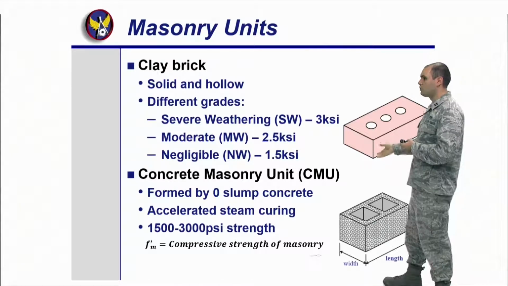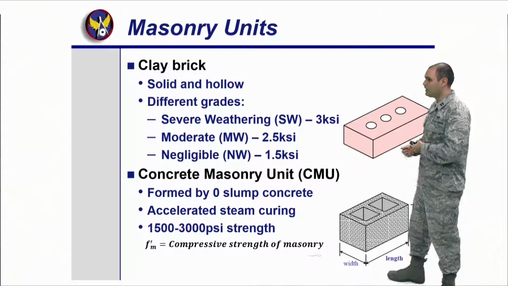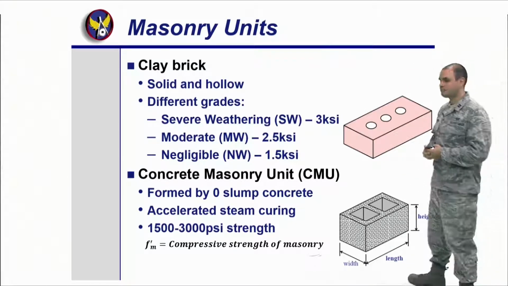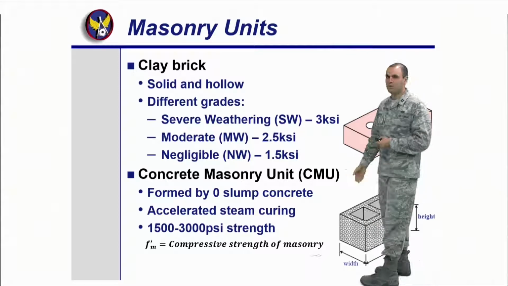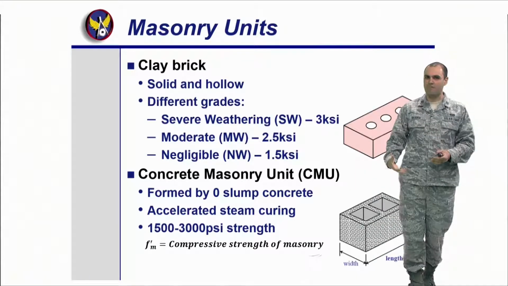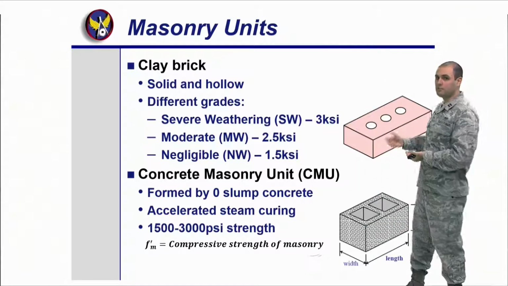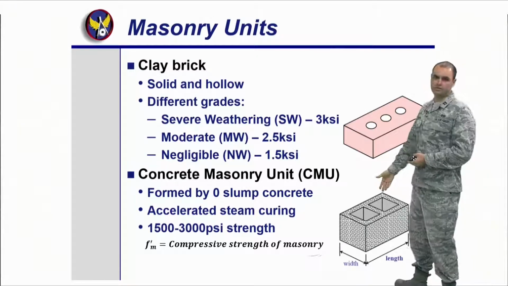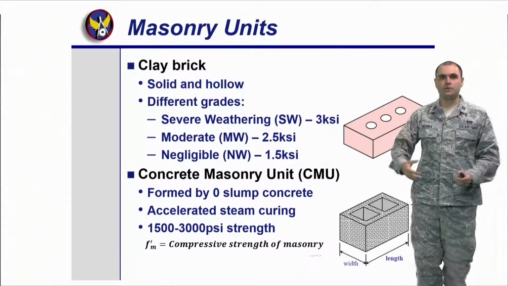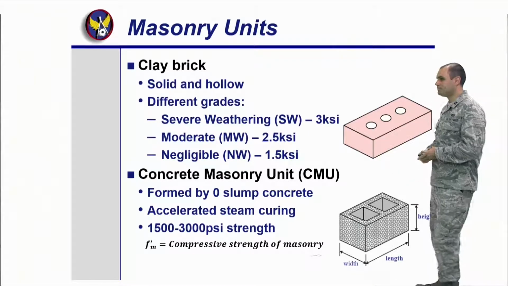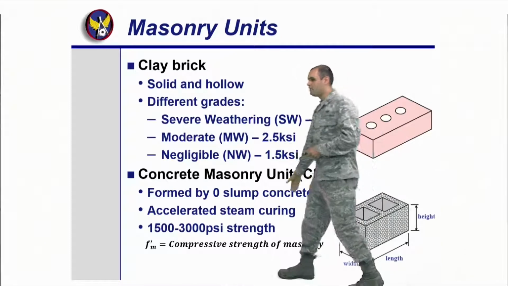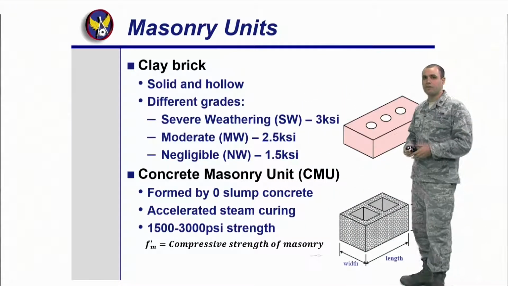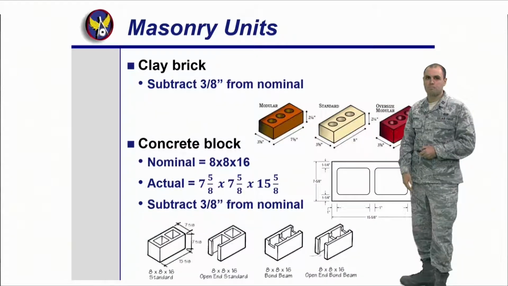Then the other one is the CMU, or the concrete masonry unit. Basically, it's formed by zero slump concrete. I'll show you in a second what that means in a little drawing. It is accelerated for steam curing, and this CMU, even though it's heavy, is lighter. If you pick up the same size block of concrete, you're probably going to break your back, as opposed to this, which you can pick up, put up, and reinforce as you need to. We're going to call it f prime m, the compressive strength of masonry. You talk about f prime c for concrete, f prime m for masonry.